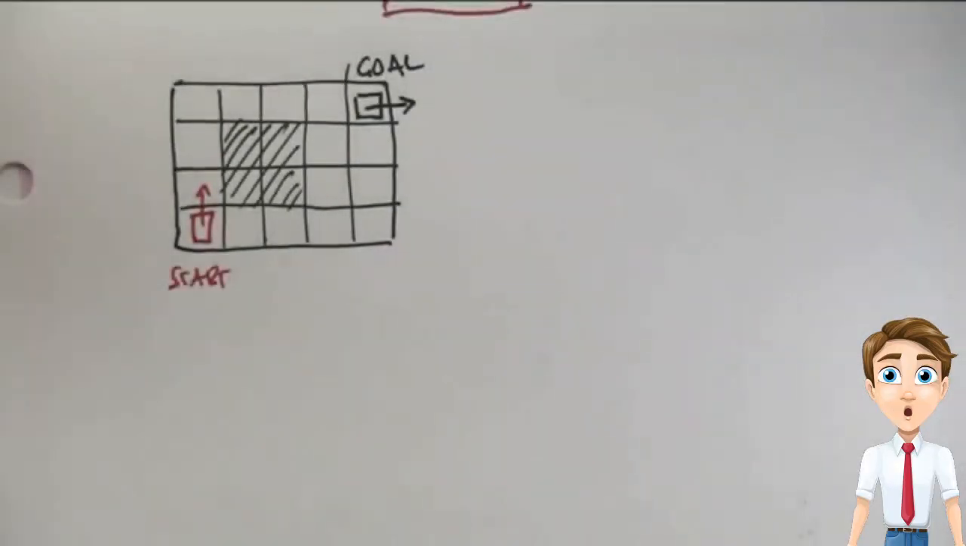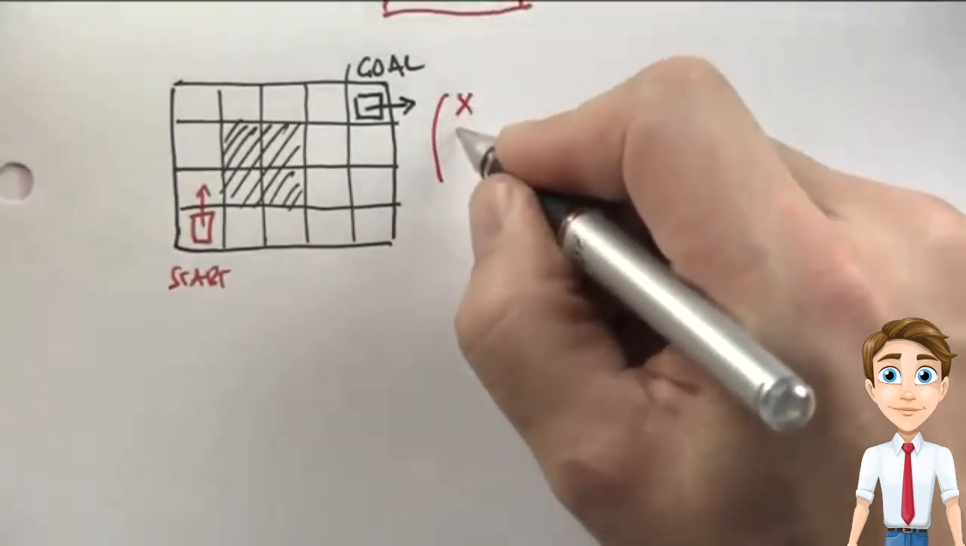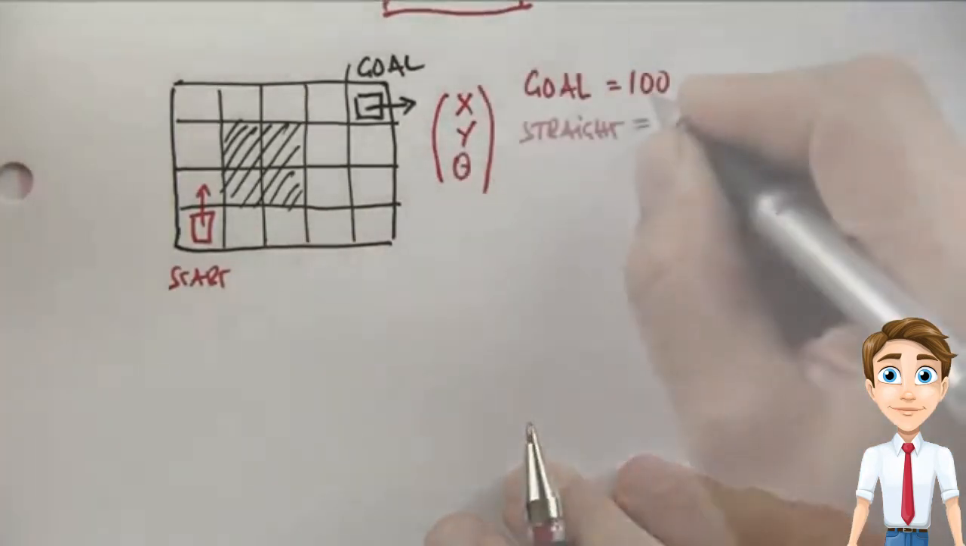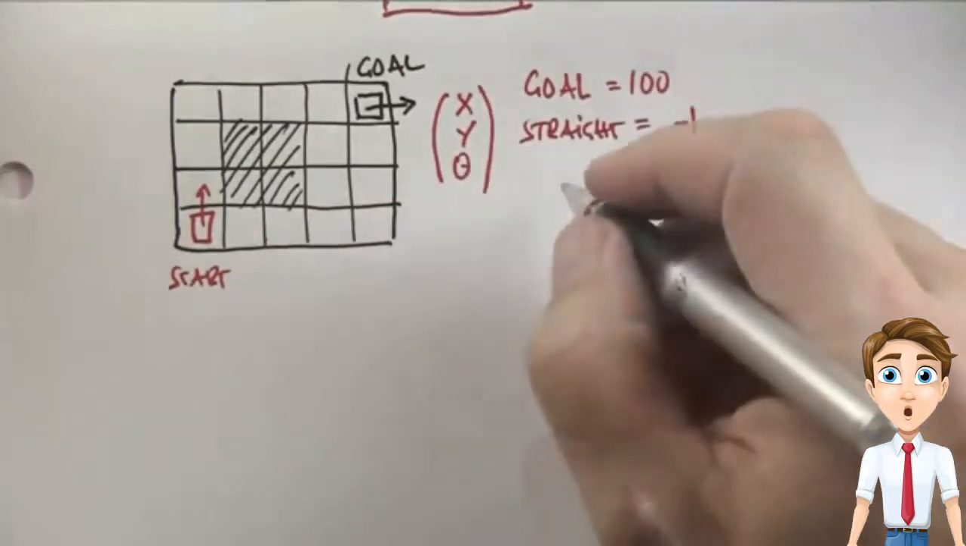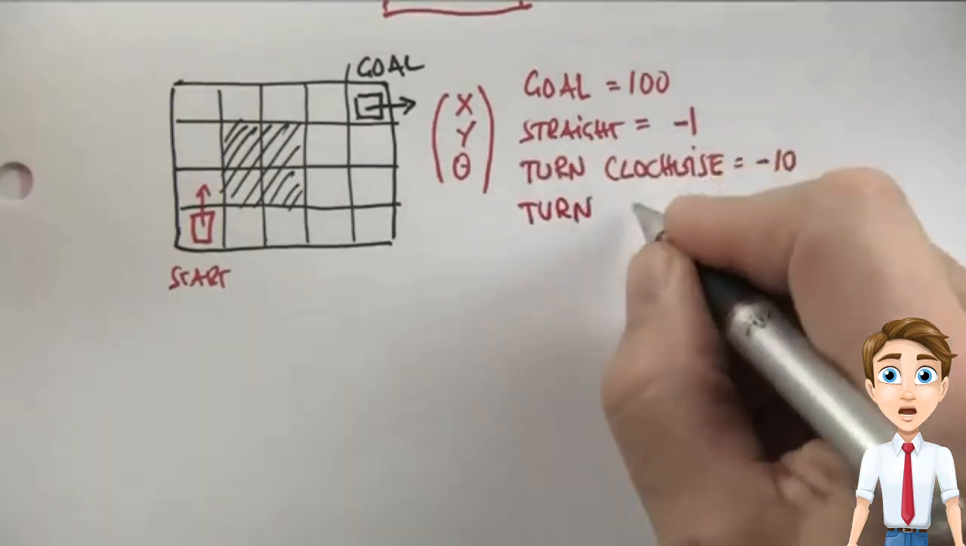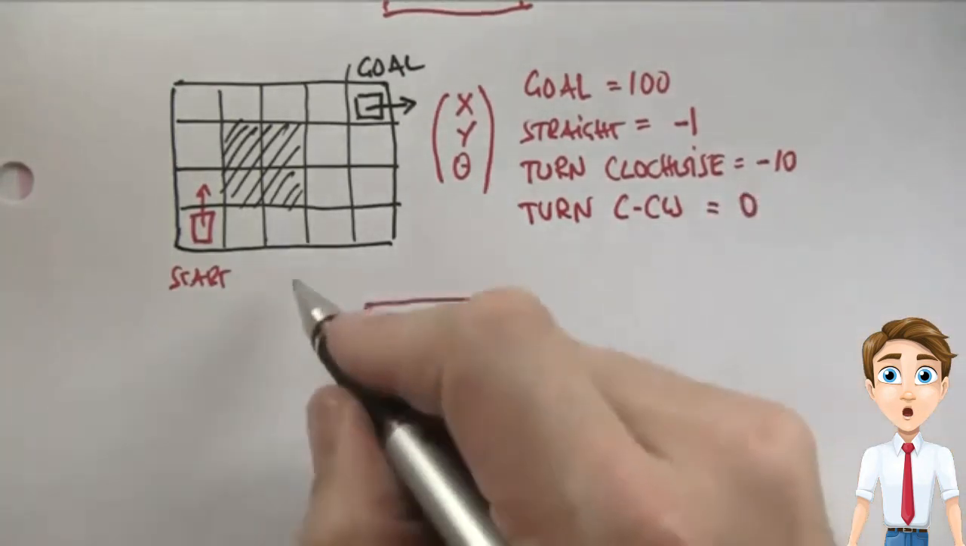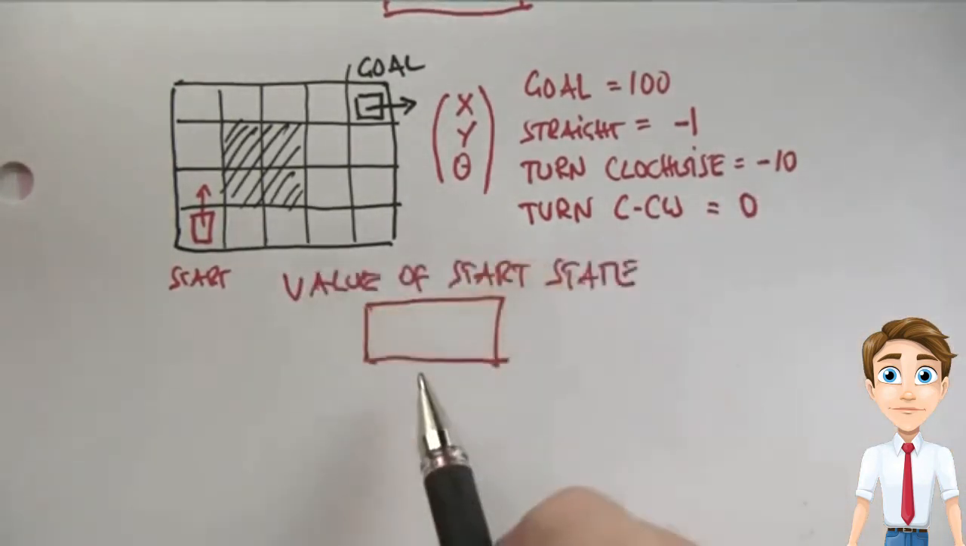Same situation as before. We'd like to go from here to here. Given a 3-dimensional state space. The goal is worth 100. Straight motion costs -1. Turning on the spot clockwise costs -10, but turning counterclockwise costs us 0. What is now the value of the start state? So please put your answer in here.